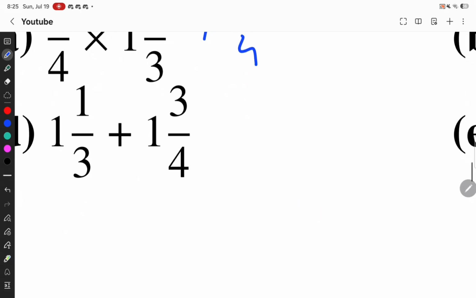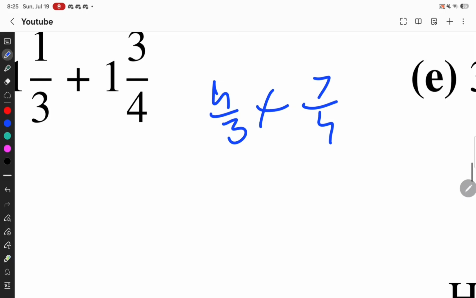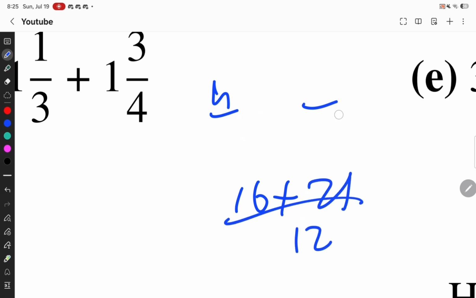Here we have 4 over 3 plus 7 over 4. We make the denominators the same. It is 16 plus 21 all over 12. 16 plus 21, 37 over 12.